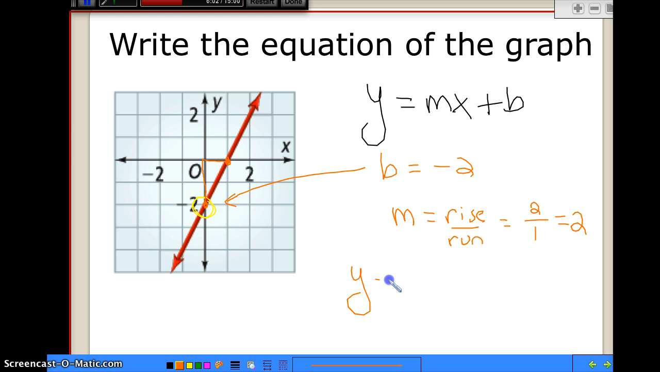So our equation is y is equal to our m, which is 2x minus 2, which is our b. That would be the equation of the graph that they gave us.